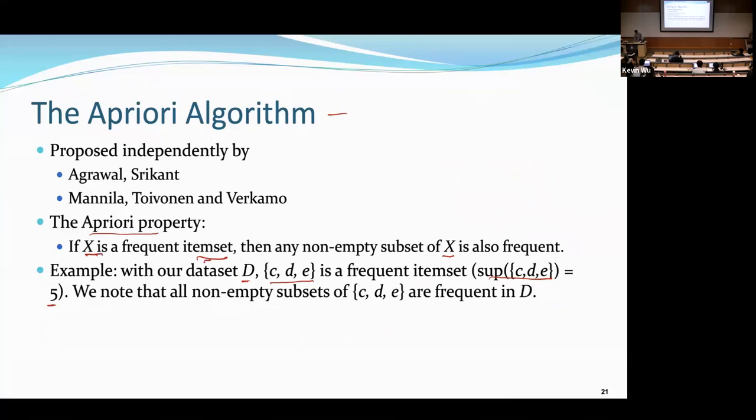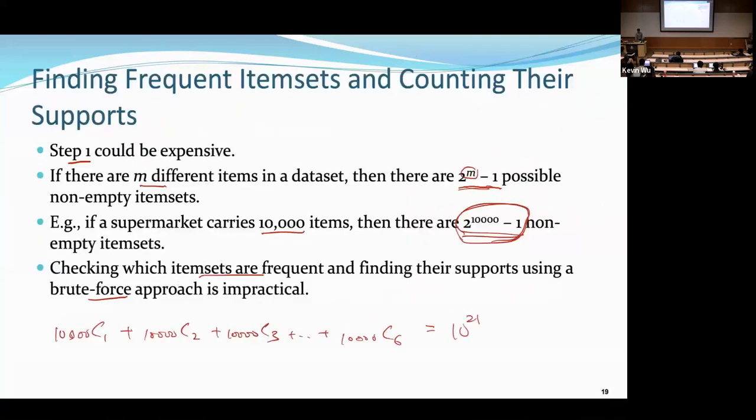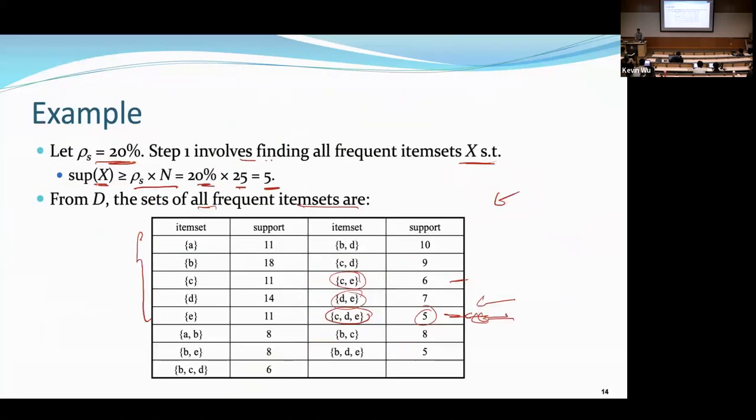if X is frequent, then any non-empty subset of X is also frequent. So here in this example, we have CDE being a frequent item set. We notice that all of the non-empty subsets of CDE are also frequent in D. That is to say, if you look at this frequent item set table, CDE is found to be frequent, and that's why it is listed in this table. You'll notice that all of its subsets, for example C, for example E, for example CE, are here. All of these subsets are also frequent. That's based on the a priori property.